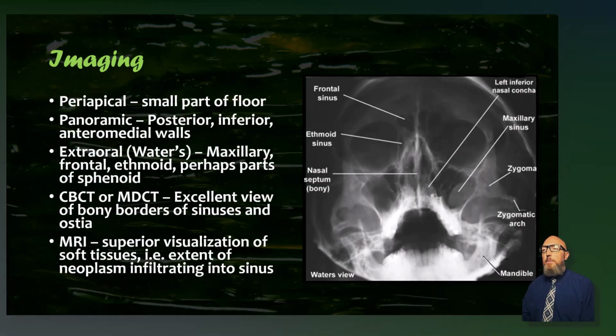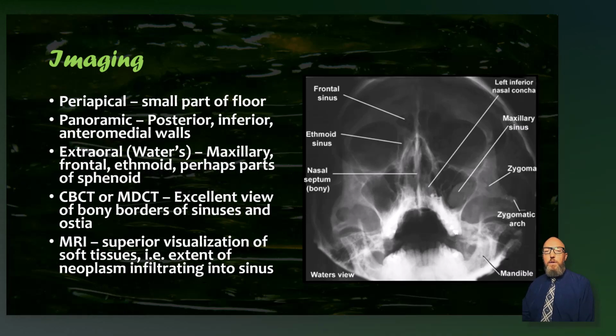So the imaging options, in ascending order of how much information they give you: periapical might just see a small part of the sinus floor. Panoramic gives you quite a decent view of the sinuses, posterior, inferior, anteromedial walls. And then what we're seeing over here is the extraoral Waters view, which isn't as popular anymore now that we have 3D imaging so readily available. But that'll show the maxillary, frontal, ethmoidal, and perhaps parts of the sphenoid sinus.